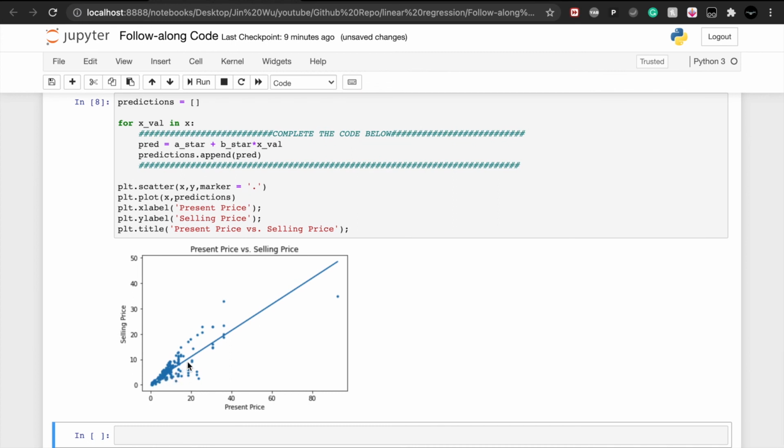Alright, so this straight line here will be our best fit line. One way to improve this line is by removing these outliers here. If we remove these outliers, this line will be more like this way. Alright, but I'll leave this for you guys to figure out. This is what linear regression is.